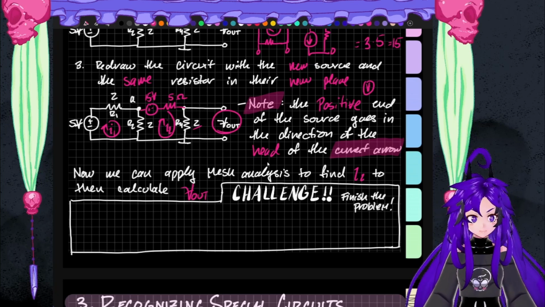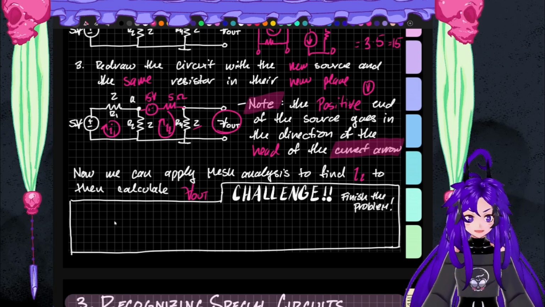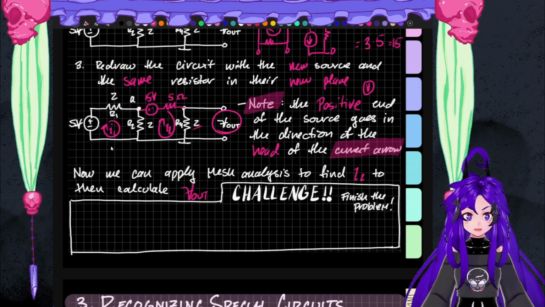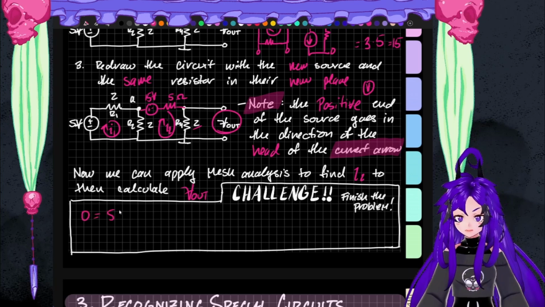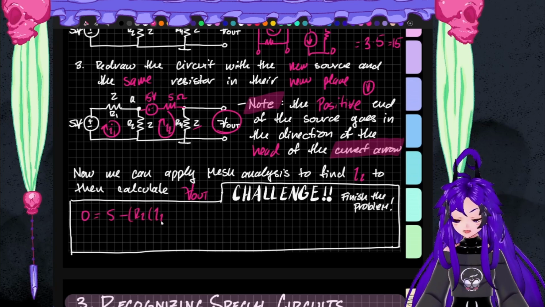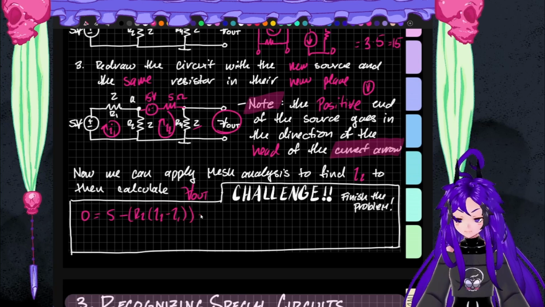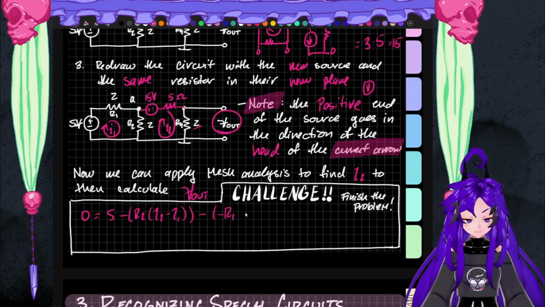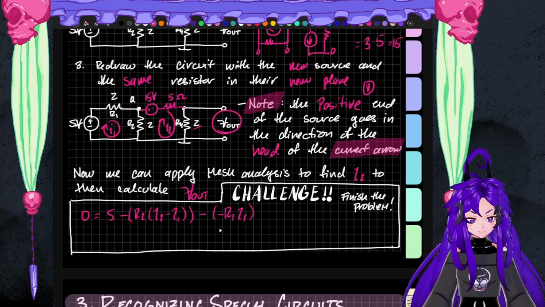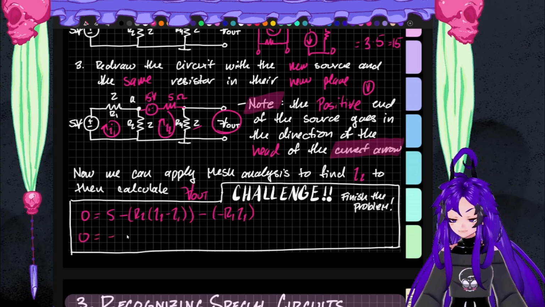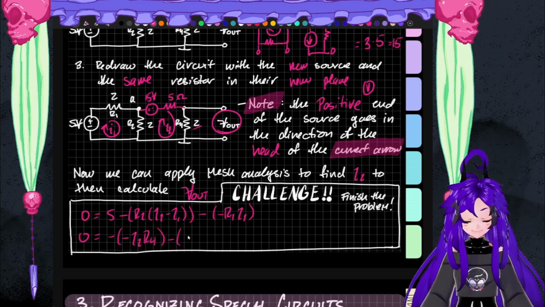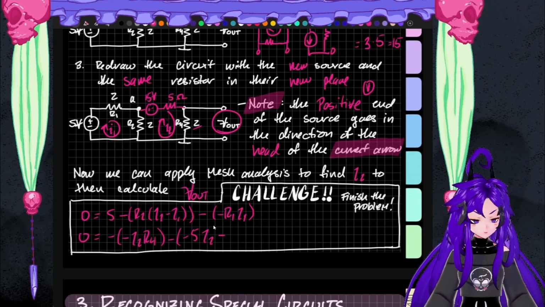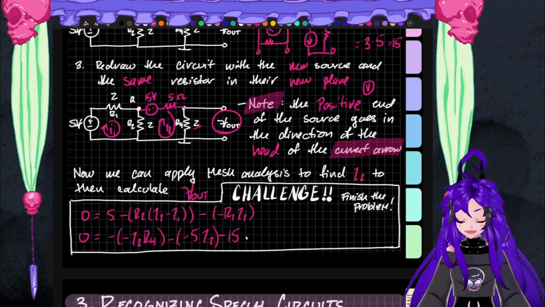All right, so welcome back from pause. We're going to get 2 equations out of this, right? 2 mesh analysis equations. So it's going to be 5 minus R2 (I2 minus I1) minus R1 I1, and then the second equation is going to be this. I2, whoops, here we go, close parentheses, there we go.